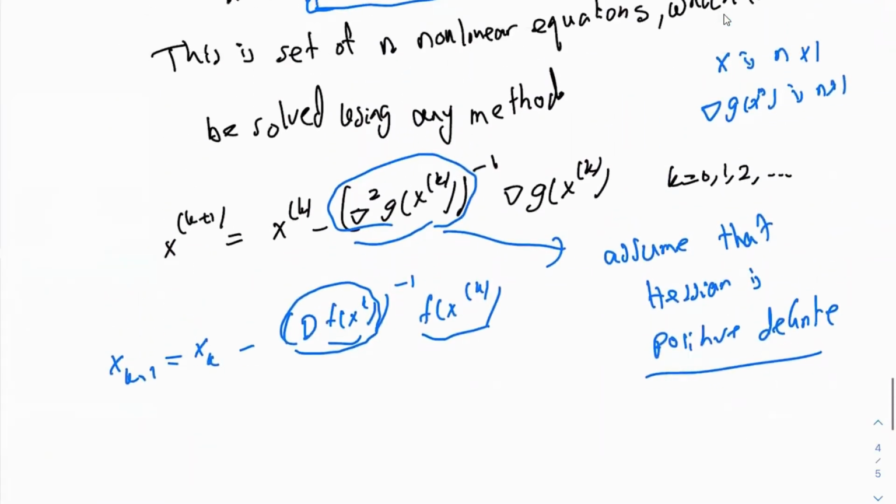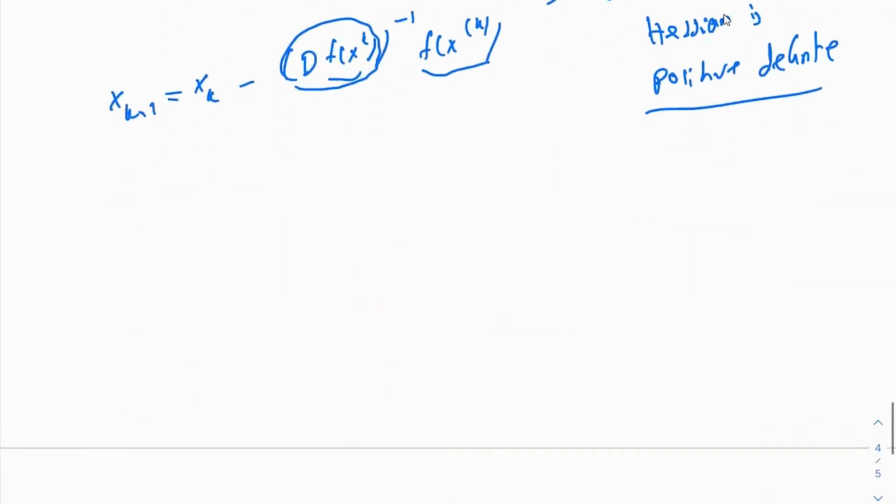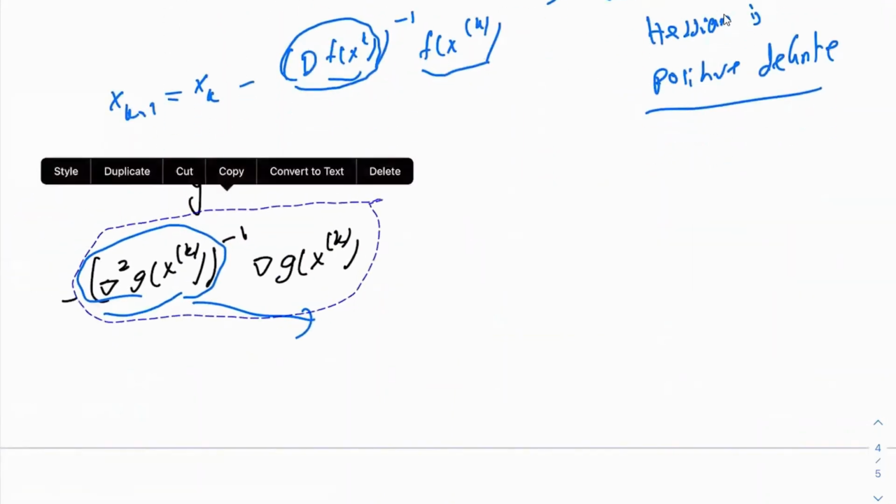Now, how do we solve this one though? Inverting this Hessian is not really a nice thing to do. What is done in practice is to use the tools that we have learned thus far. I'm going to talk about some of them right now.